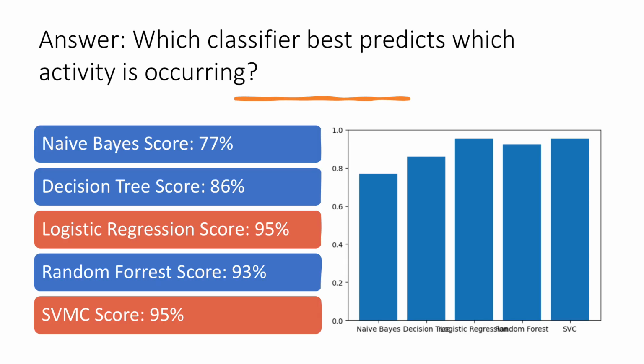So our answer: which classifier best predicts which activity is occurring? Which classifier was the most accurate? Naive Bayes with 77% came in last. Decision tree, 86%. Random forest was 93%. And then our classifiers that were the most accurate, both with a score of 95%, were our logistic regression and SVM. This won't always be the case. These just happened to best predict our outcomes based on this data.